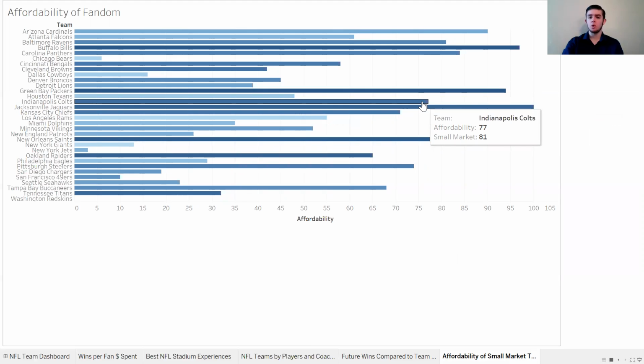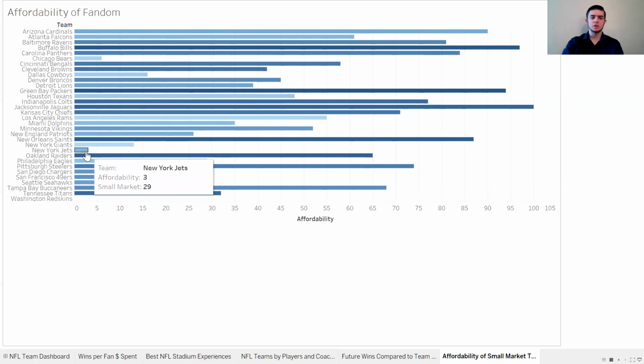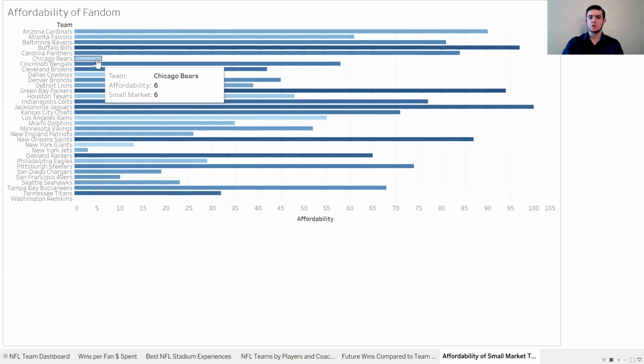Pretty good ratings in both. Same kind of thing here, affordability 94, small market. They're saying that is a small market. Same kind of thing here, really high affordability, and the small market rating is still fairly high. And then you can go down to the exact opposite, the New York Jets, really low affordability and a low rating and small market as well. Same thing here, really low affordability, really low small market rating.